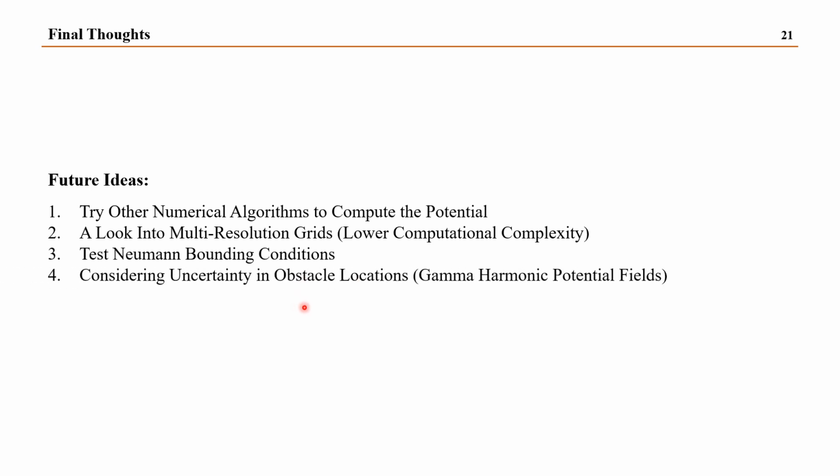One of the most interesting ideas that I've recently seen is that we could consider the uncertainty in the obstacle locations by having, for example, a certain probability distribution of the map. So in each cell, we have a probability of it being an obstacle. And we could devise some harmonic potential fields that take that explicitly into account. We call those gamma harmonic potential fields, and they're actually quite an interesting idea. I might take a look into it in some future videos.